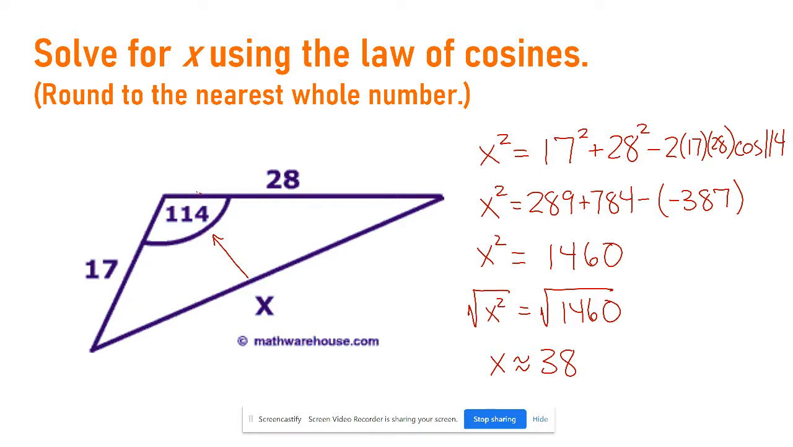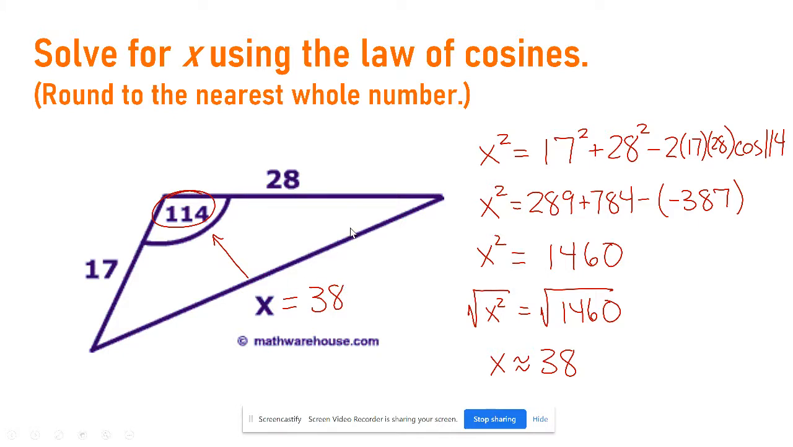This 114 is an obtuse angle, which means it has to be the largest angle in the triangle. One thing you learn back in geometry is that the longest side is always across from the largest angle. So x is going to have to be the longest side of the triangle. And if x is 38 or approximately 38, that fits. It's longer than 28. It's longer than 17.